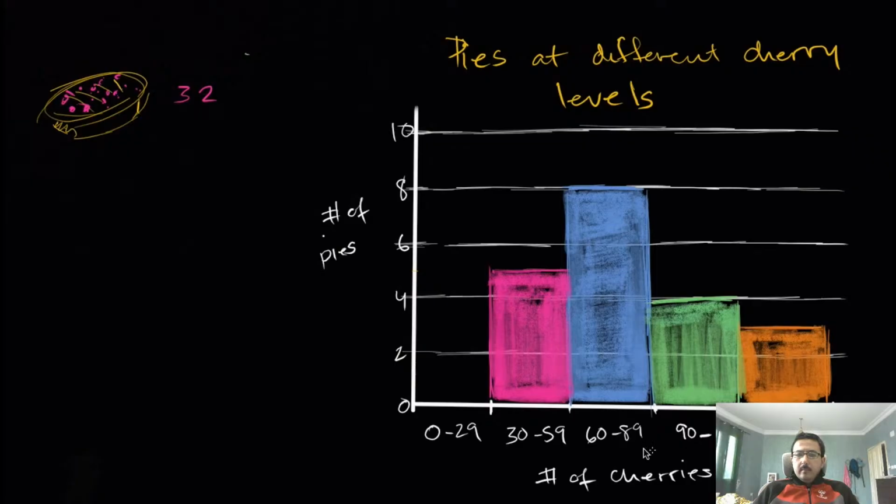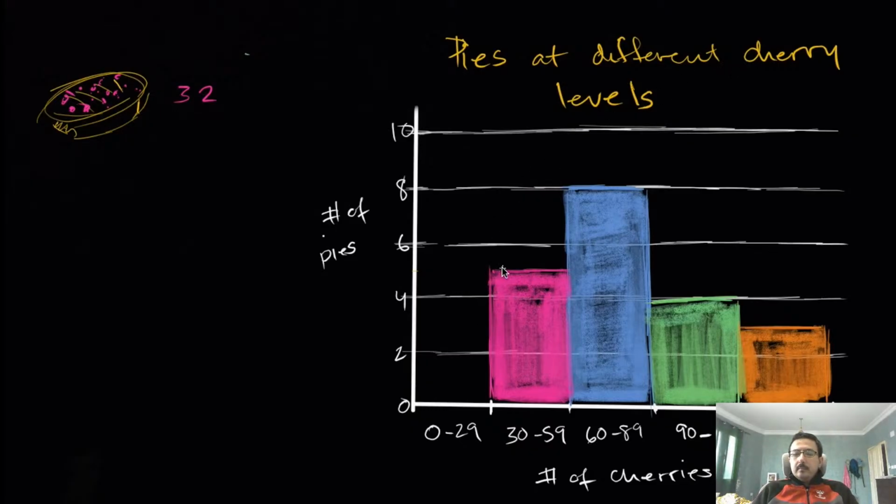So this should account for everything. And then you count them. So for example, you say, okay, 5 pies have 30 to 59 cherries. And so you create a histogram, and you make this magenta bar go up to 5. So that's how you would construct this histogram. That's what this pies at different cherry levels histogram is telling us.